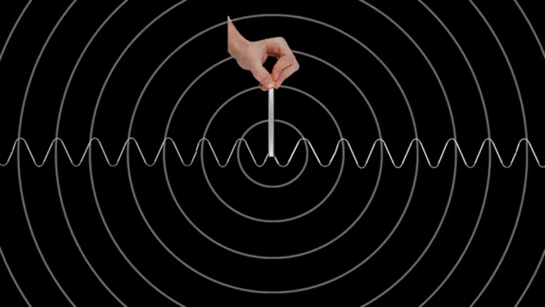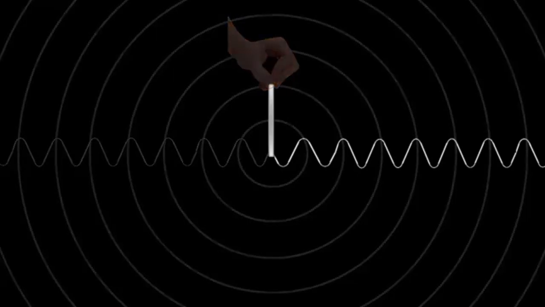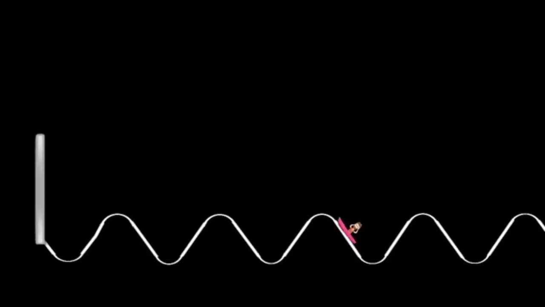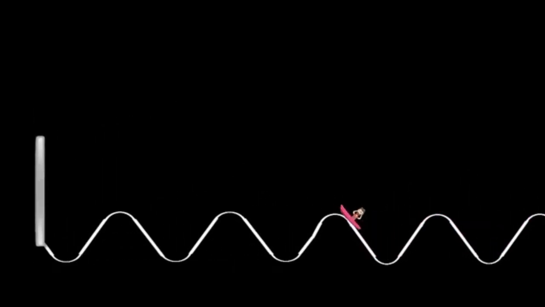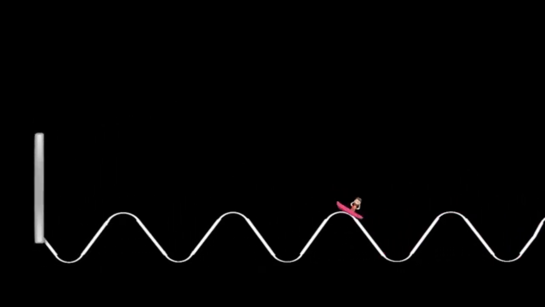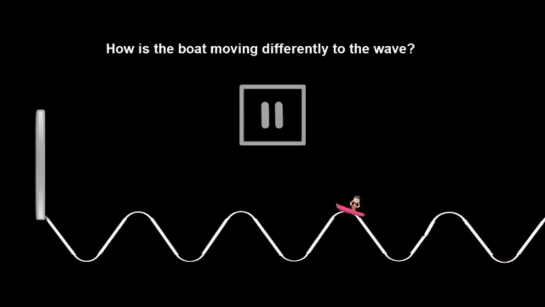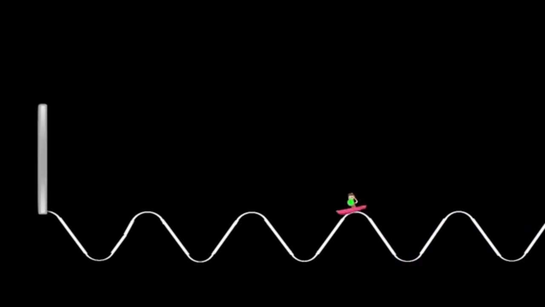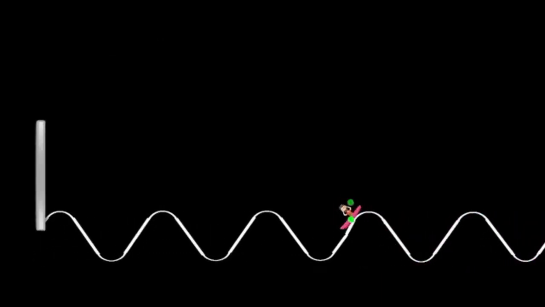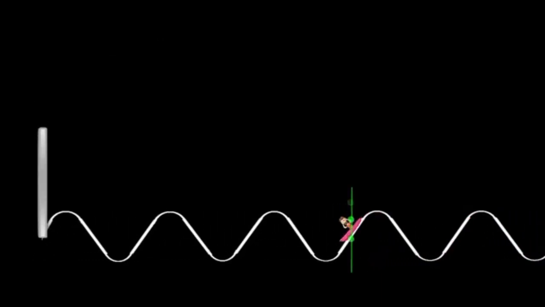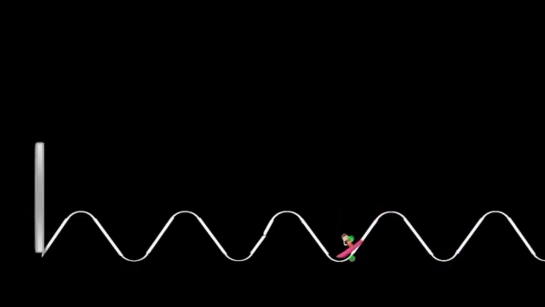Now we'll fade out the overhead view and just look at the side view to make the waves look simpler. And here's a boat to show some of the strange properties of waves. How is the boat moving differently to the wave? Notice how the wave is moving left to right, but the boat only moves up and down. You can check this out next time you're in a boat.